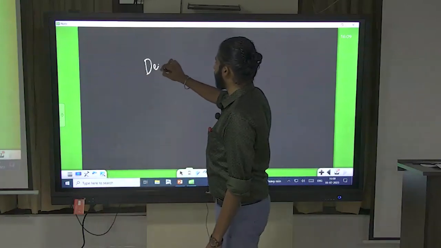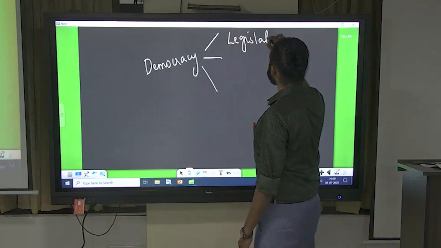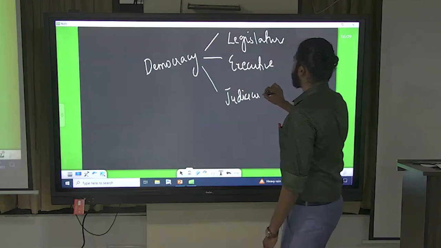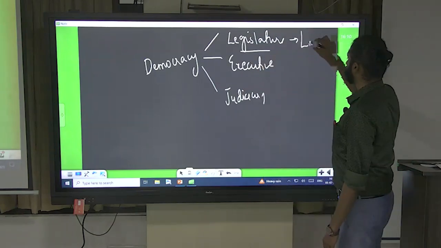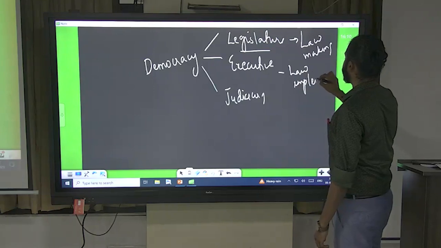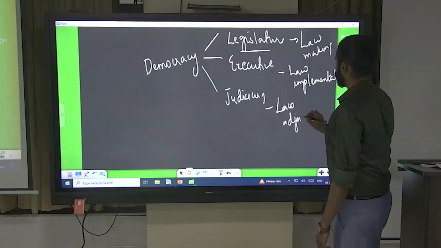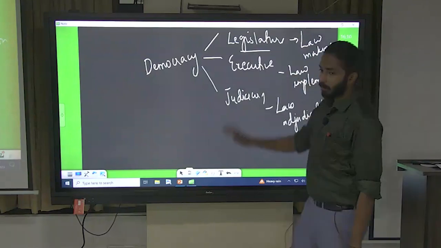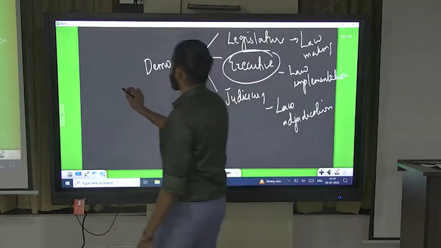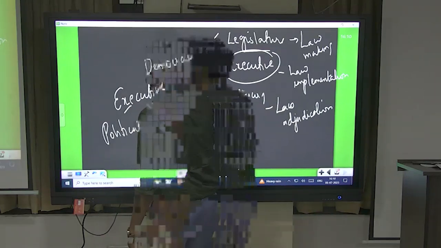For the new people, democracy has three wings or pillars: legislature, executive, and judiciary. Legislature makes laws. Executive implements laws. Judiciary adjudicates laws. So if parliament is making a law or a policy, who will implement it on the ground? The executive. We can divide the executive into two types: political executive and permanent executive.